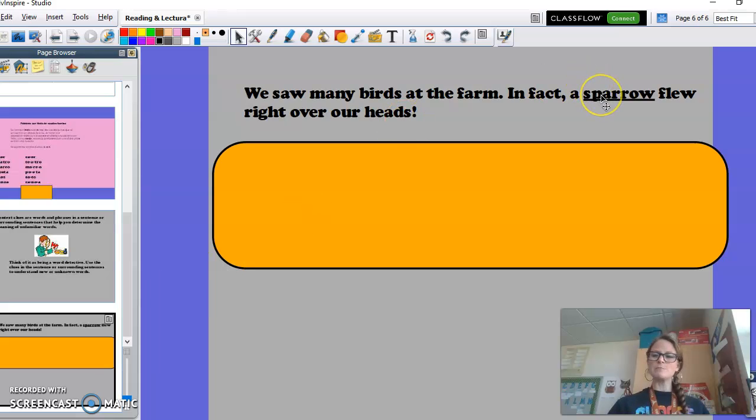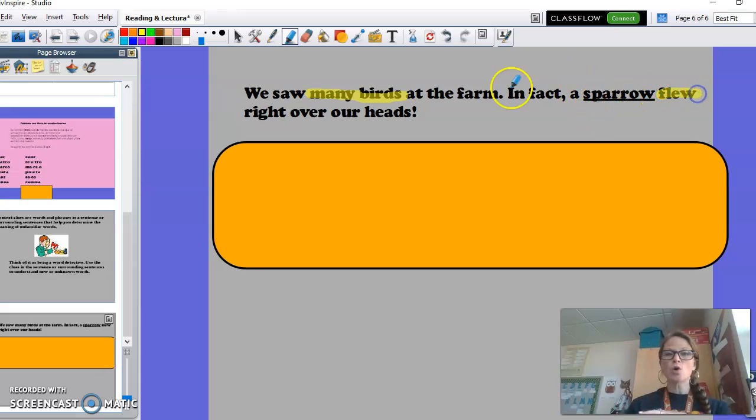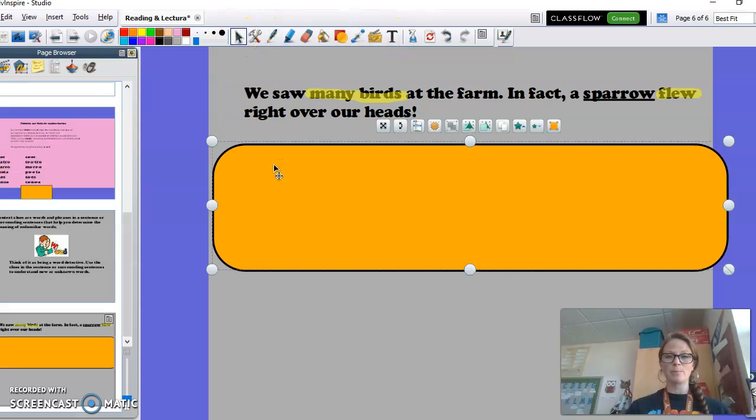Maybe I don't know what sparrow means, but I want to figure it out. I can look at the surrounding sentences. I see many birds, so I'm going to highlight that word many birds. And I also know that this, whatever the sparrow is, it flew right over our heads. So I'm going to use those clues that there were many birds and that this thing flew to draw the conclusion that a sparrow is a type of bird. All right. Let's try another example.